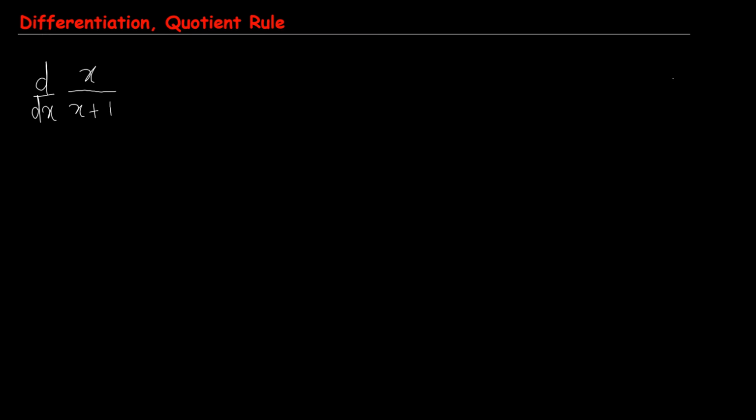If we consider the top one as u, and two expressions are given as a division in terms of x, then we need to apply the formula: d/dx of u over v equals v du/dx minus u dv/dx, divided by v squared. This is our formula. We are going to apply that formula here.